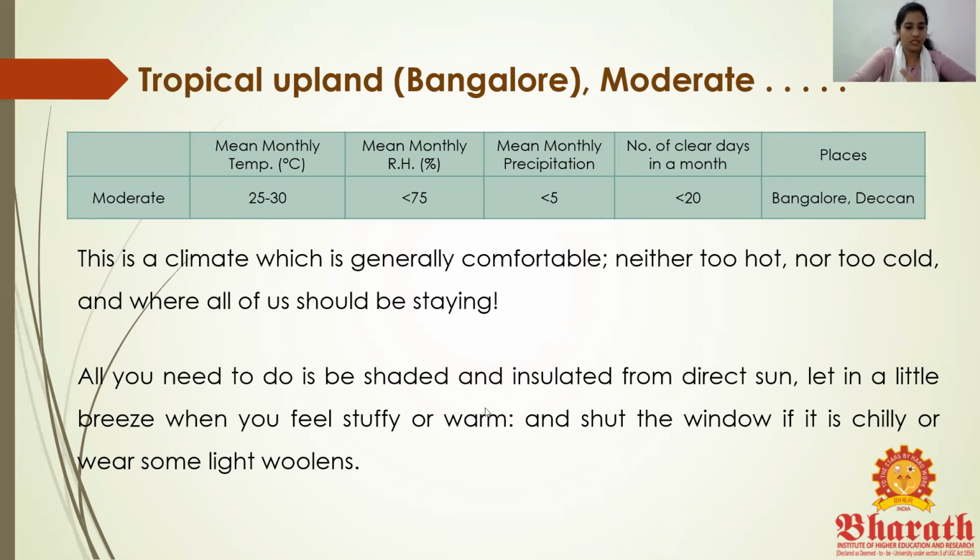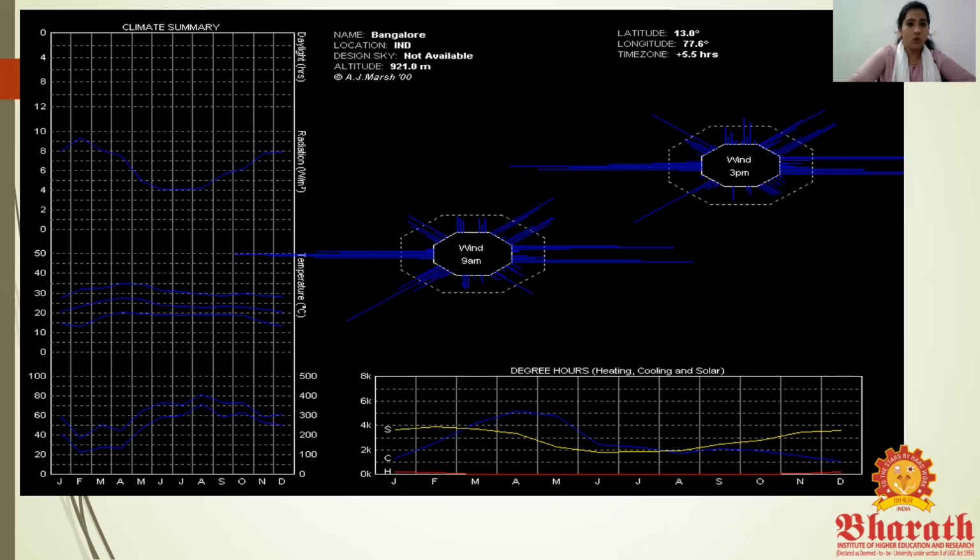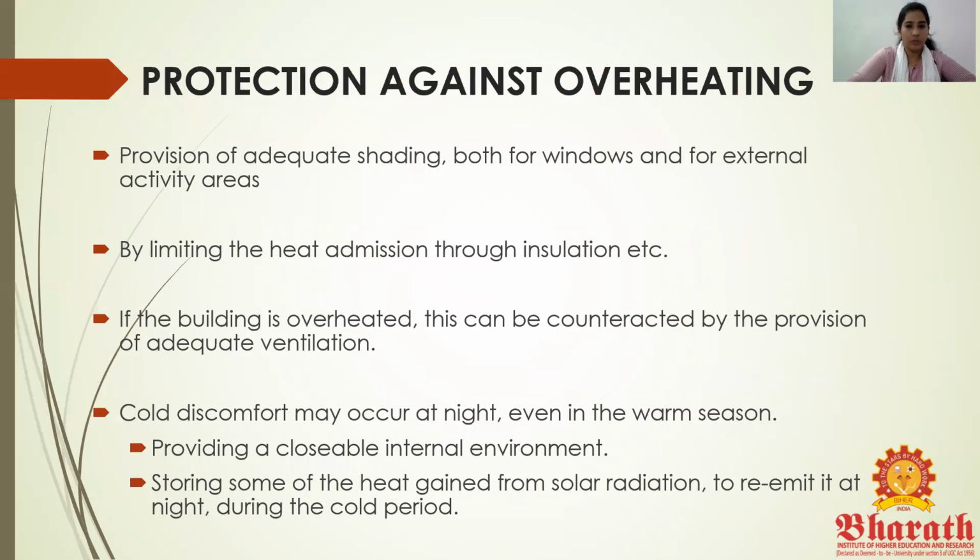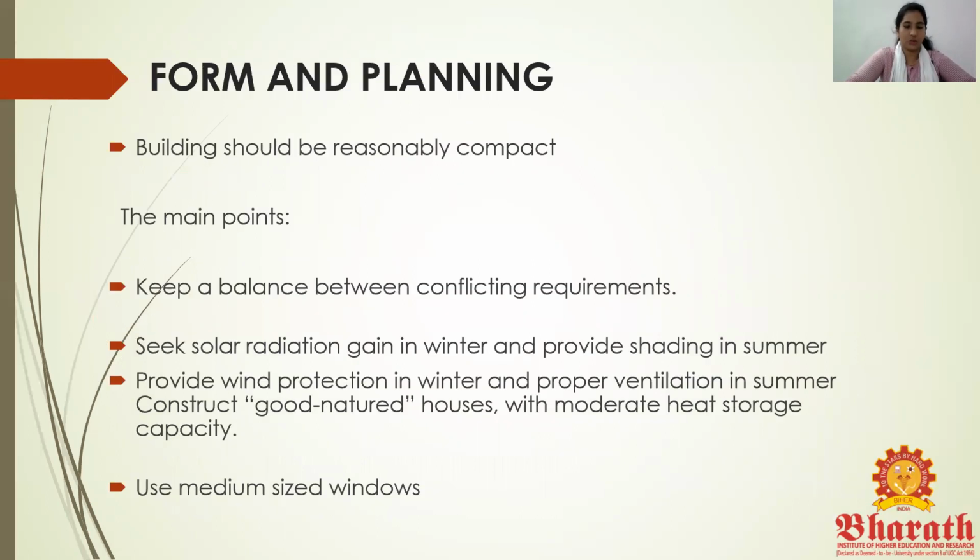So it has to be a condition where you just have to meet a few basic conditions. Looking at protection from overheating, there is the provision of adequate shading both for windows and for external activity areas, by limiting the heat admission through insulation, etc. If the building is overheated, this can be counteracted by the provision of adequate ventilation. Cold discomfort may occur at night, even in the warm season. Providing a closable internal environment, and storing some of the heat gained from solar radiation to remit it at night during the cold period, are a few methods that could be chosen.